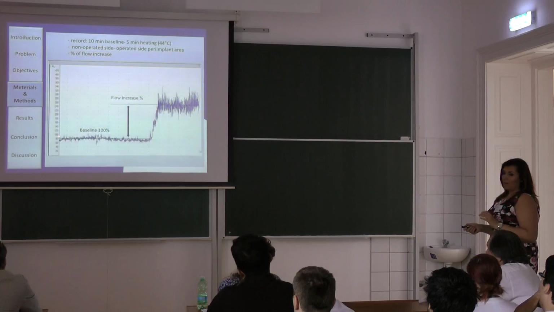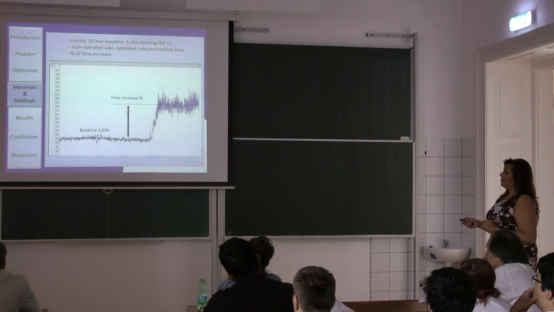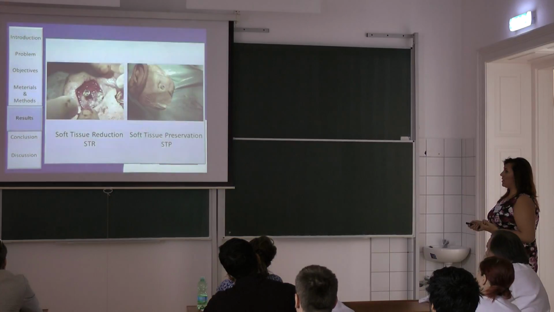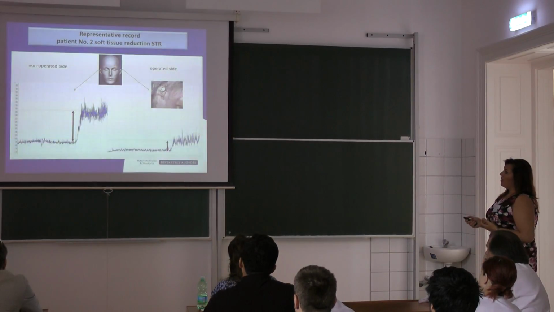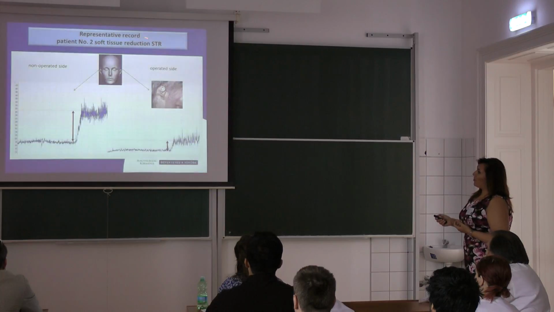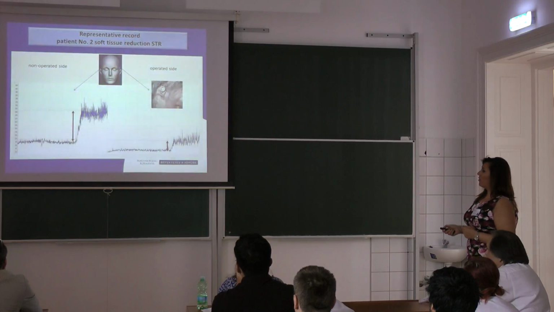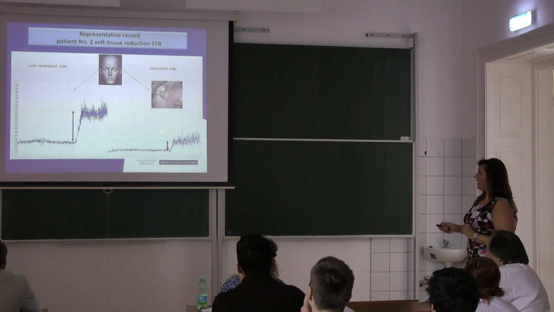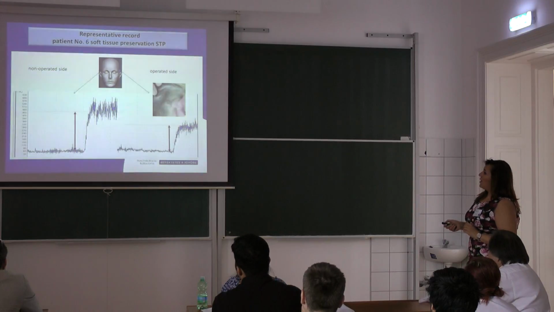Baseline was calculated as 100%, and we calculated the percentage flow increase, which basically mirrors the compensatory capacity of the peri-implant skin. And what are the results? This is a representative record from a patient who underwent soft tissue reduction type operation. This is the non-operated side, so the normal reaction, a really prompt, really high flow increase compared to the other side, where the hyperemia is relatively poor.